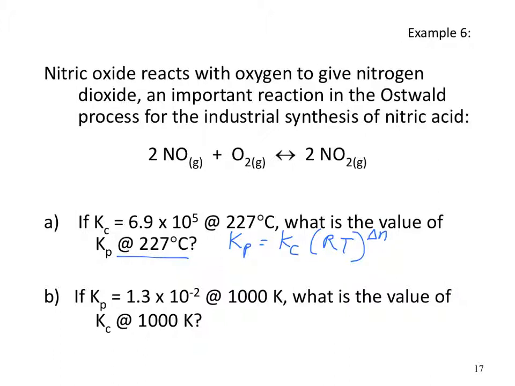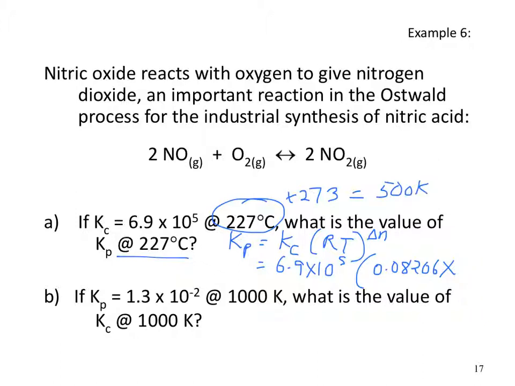First, make sure that it's a balanced equation, and looks like it is. Kc is given to be 6.9 times 10 to the power of 5. R is 0.08206. You will need to convert the 227 into Kelvin by adding 273. So sounds like that's going to be 500 Kelvin. So I'm going to put in 500. You have 2 moles of the products, you have 3 moles of the reactant, so delta N is going to be -1. And just simply solve it now.